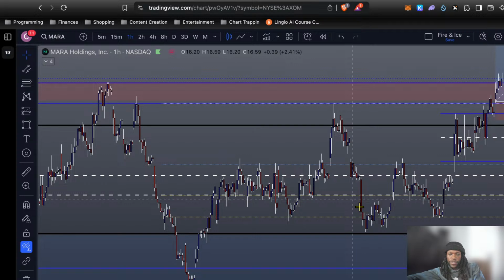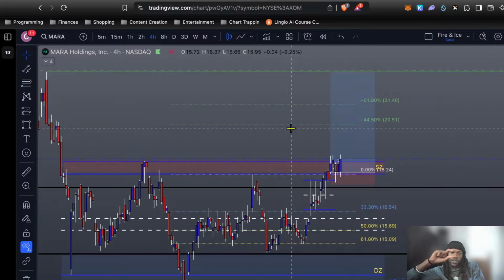Go to the 4 hour. I got my take profit here. This is my sweet spot. So I use a sweet spot for the entry and a sweet spot for the take profit. And this is the take profit one, 44 to 61.8. All right. So this could be a TP1. This could be a TP2, depending on how you want to split it. And then the last one up here, this could be a TP3. Those are my long-term take profits. All right. That's Mara.